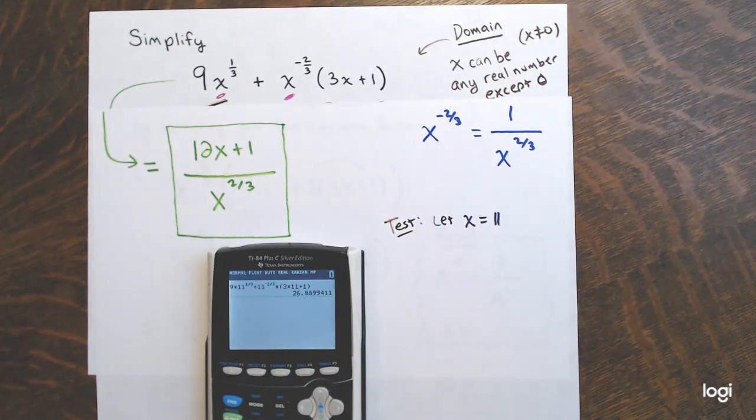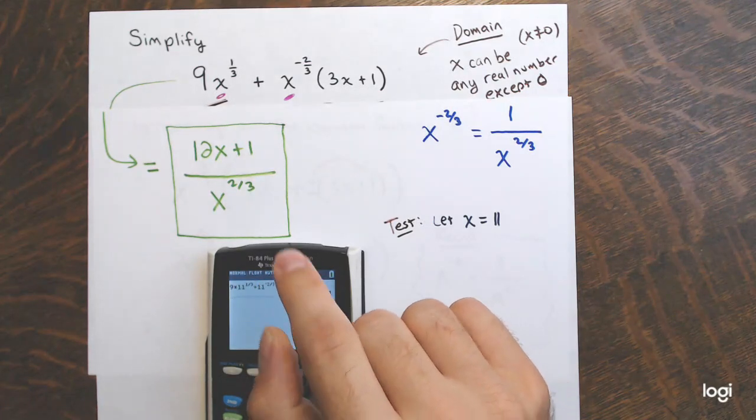As I mentioned, it will be real, and it's the number 26.8899411, and so on. It's most likely irrational, where the decimal goes on forever without ending, without having a repeating pattern. All right, so that's what I got with the first expression.